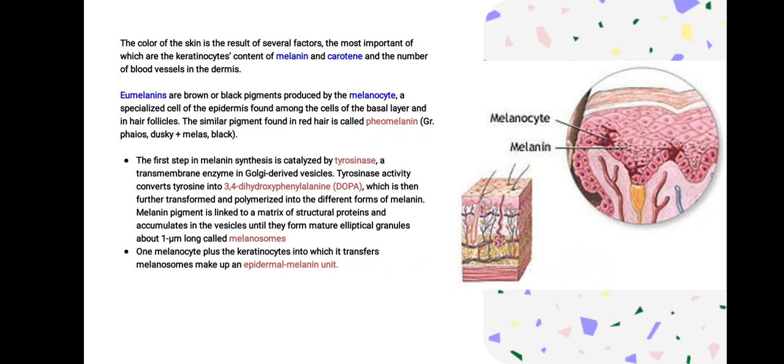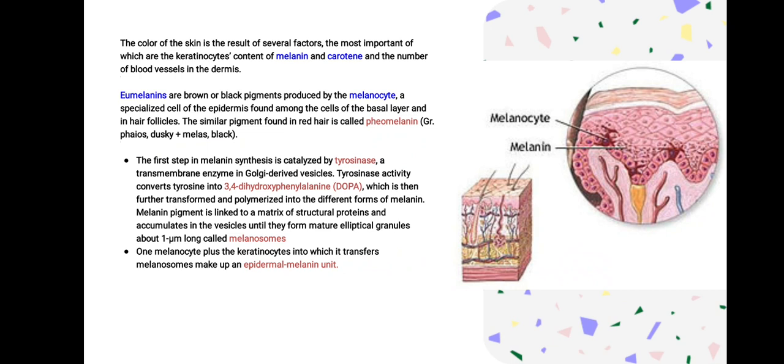There is a step in melanin synthesis catalyzed by tyrosinase, a transmembrane enzyme in the Golgi-derived vesicles. The tyrosinase activity converts tyrosine into 3,4-dihydroxyphenylalanine or DOPA, which is then further transformed and polymerized into the different forms of melanin. The melanin pigment is linked to a matrix of structural proteins and accumulates in the vesicles until they form mature elliptical granules called melanosomes.